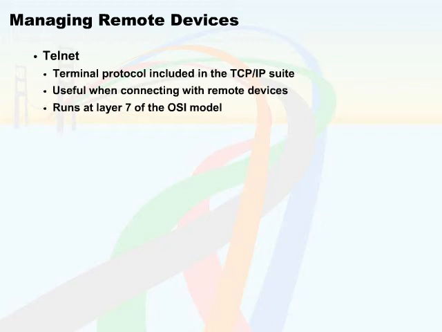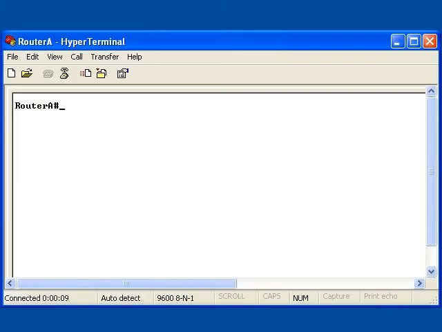All applications that run at the application layer need authentication and inputs from the user. Telnet is similar to these applications as it also runs at the application layer of the OSI model. Let's look at the authentication required by Telnet.